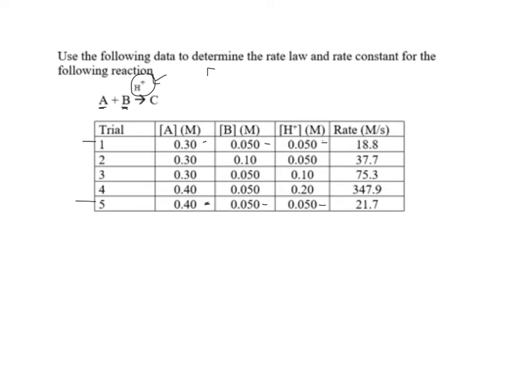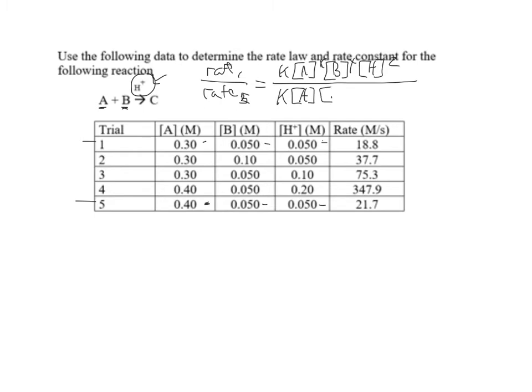And if you recall, we would say that the rate of trial 1 over the rate of trial 5 is equal to the rate constant times the concentration of A raised to some power, I'm going to say X, times the concentration of B raised to some power, Y, and times the concentration of the hydrogen ion raised to some power, Z. And the same thing for trial 5: K times the concentration of A raised to the X, the concentration of B raised to the Y, the concentration of H raised to the Z.